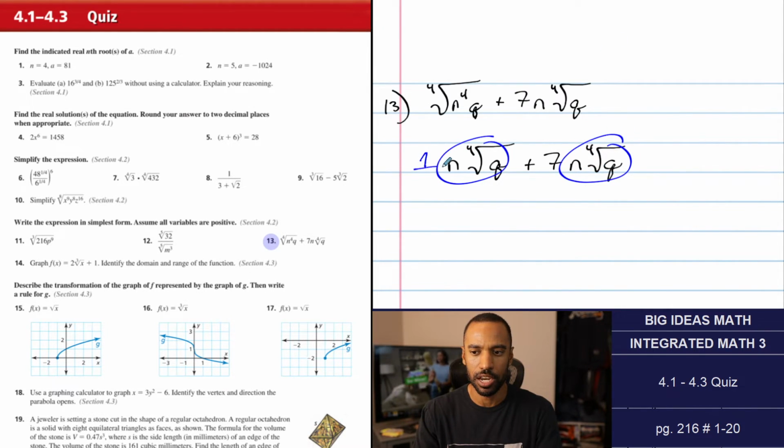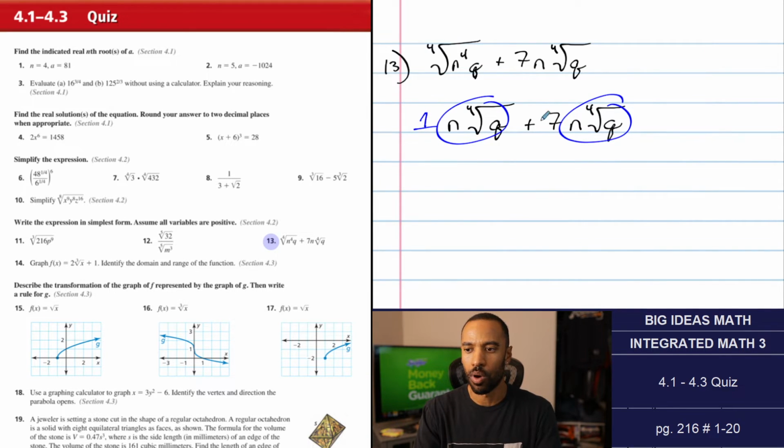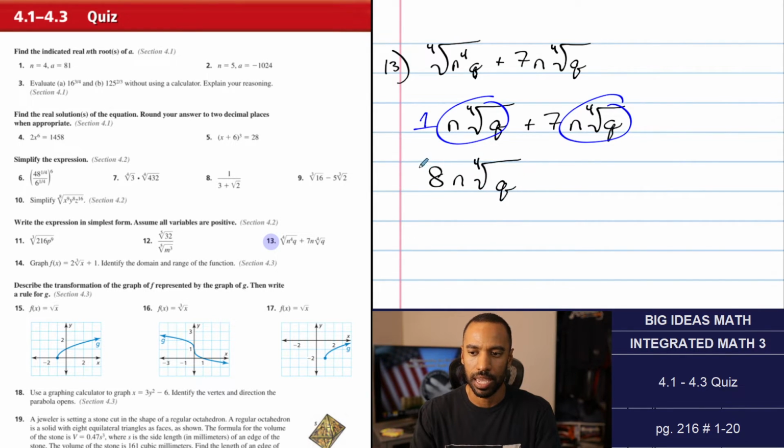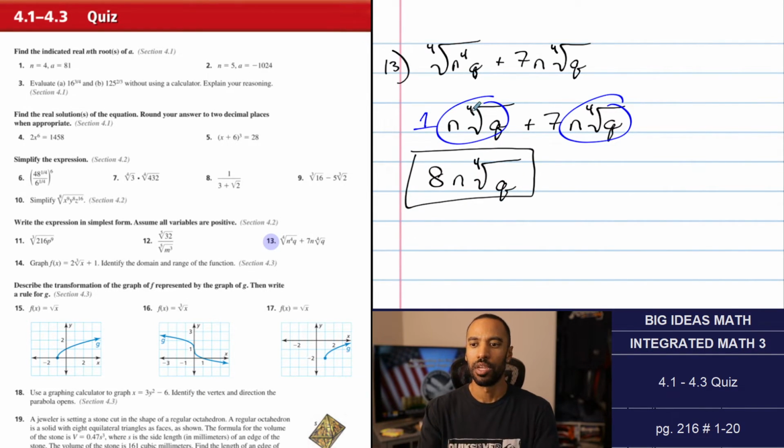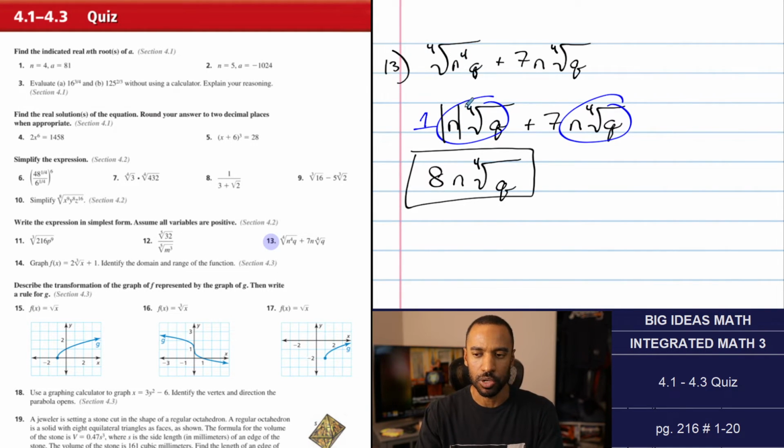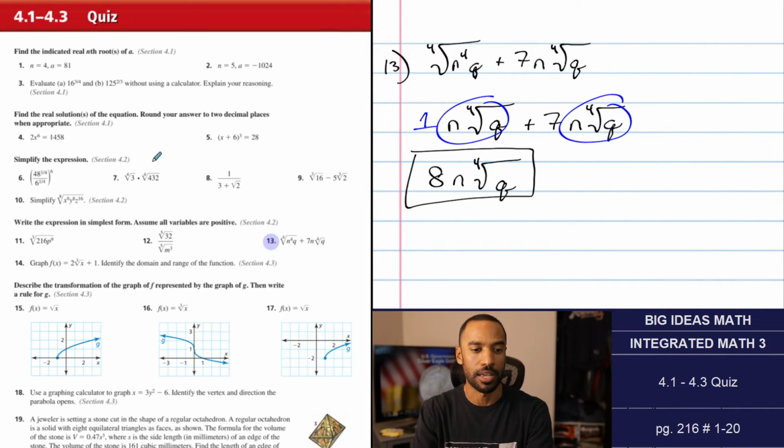What's the coefficient here? It's a 1. So I'm going to do 1 plus 7, and I'm going to get 8. This becomes 8n times the 4th root of q. 8 times n times the 4th root of q. That would be your final result. You might say, wait, I thought the 4th root of n to the 4th was the absolute value of n. Don't you need that? And then they wouldn't be alike? Remember, we're assuming all variables are positive for this set here, so we don't need absolute values for things.